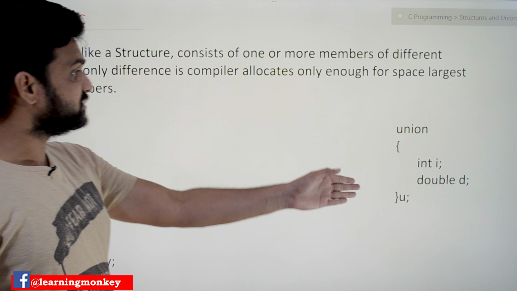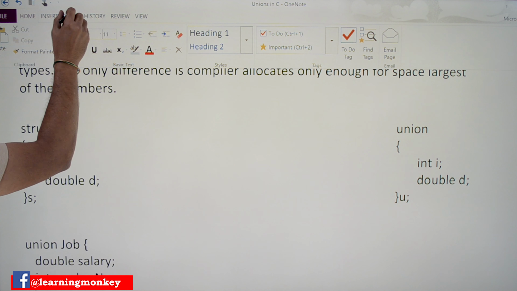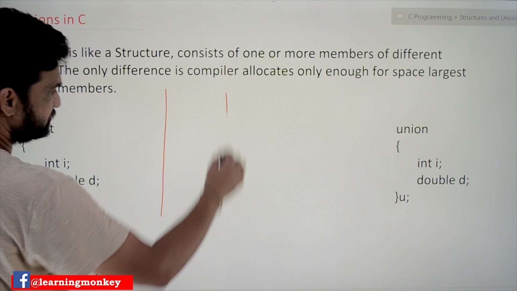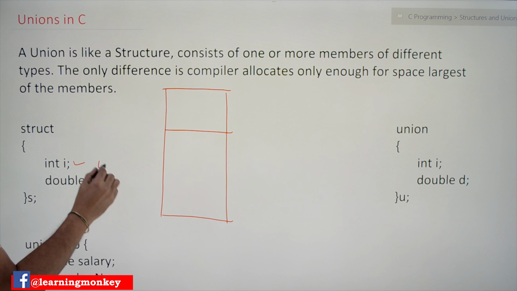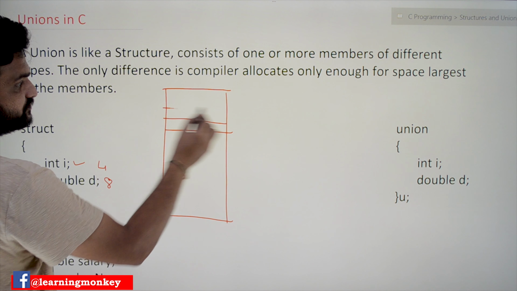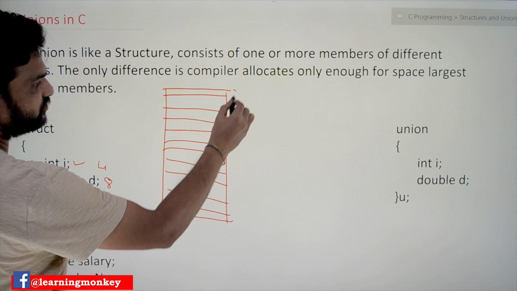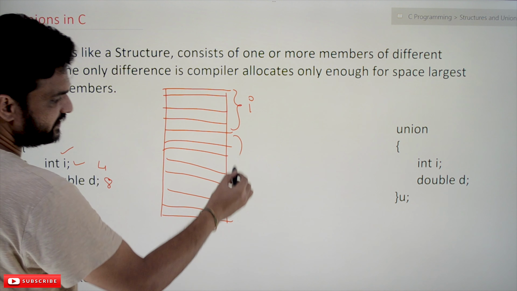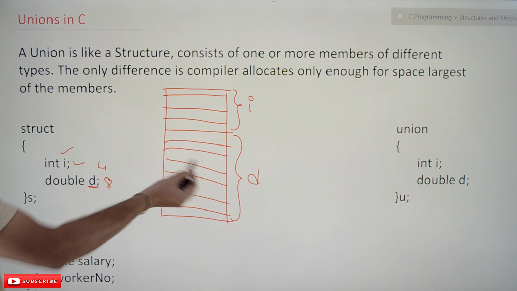These are the two examples. One is a structure and the other one is a union. Let's try to understand how the compiler is going to differentiate these two. Whenever a structure is created, as we have already discussed, assume that an integer is 4 bytes and a double is 8 bytes. So how many bytes of space will get created? 12 bytes. The 4 bytes of space will be allocated for int here, and the remaining 8 bytes will be allocated for double, for D. This is how the structure will get created.